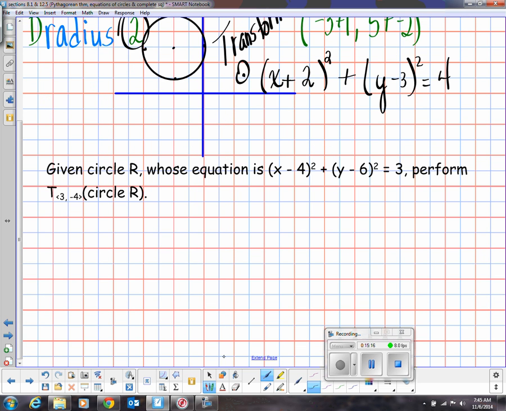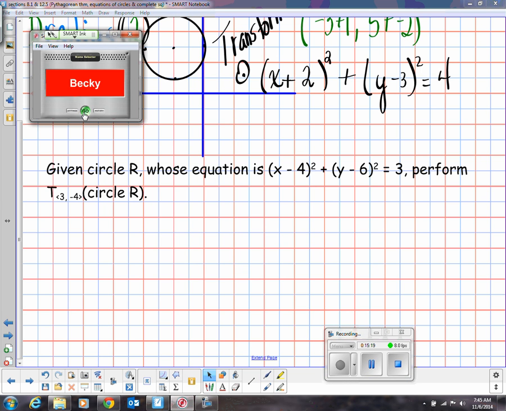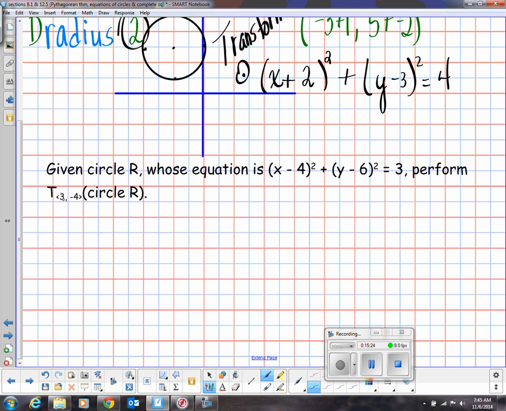All right, we've got another translation that we want to do. All right, Samantha, what's the center currently? Positive 4, positive 6, and what's my current radius? Pardon? Right, square root of 3. Now, look, if you're having problems with this, then you can say r squared equals 3, and then you can solve for r, and you're going to end up square rooting it. Okay? So if that's an issue, you can do that.